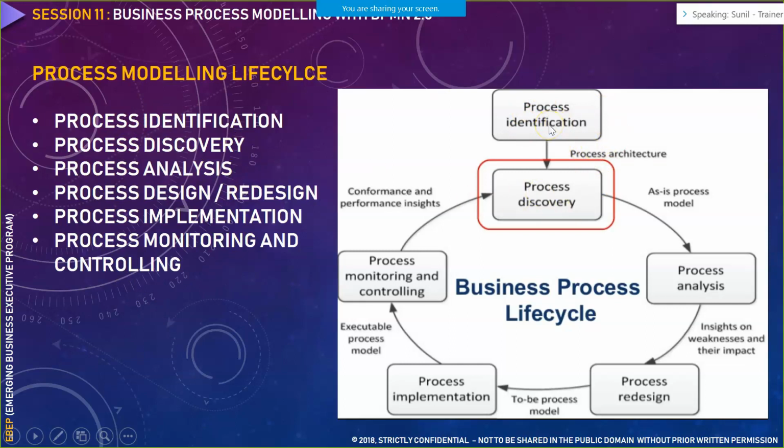Process identification is the very first stage in process modeling. Here we tend to discover what are the core processes in a particular system. So for example, we wrote all the textual requirements, we created the needed UML diagrams, we created the needed UI screen mockups.